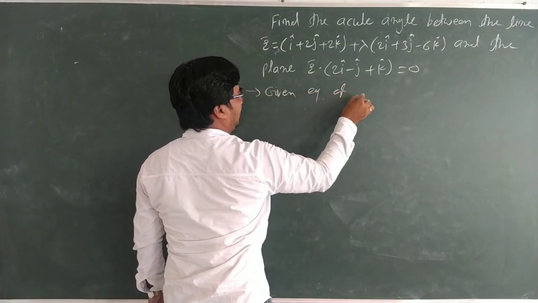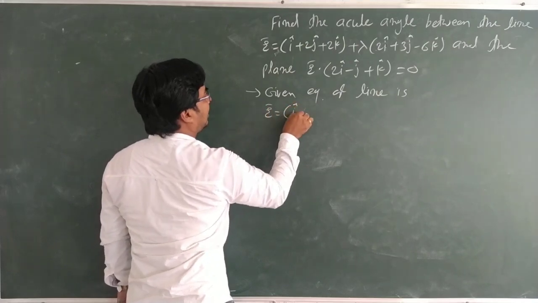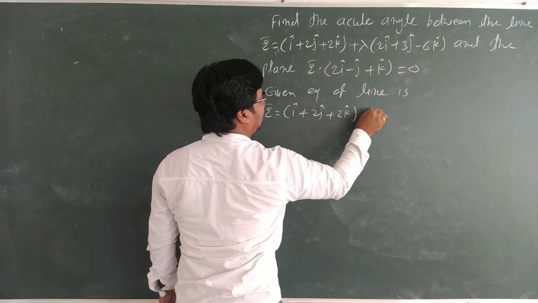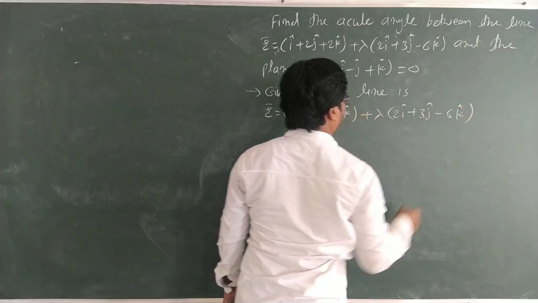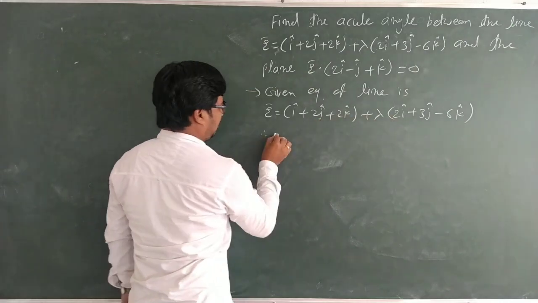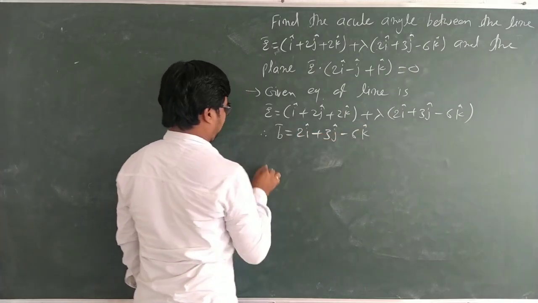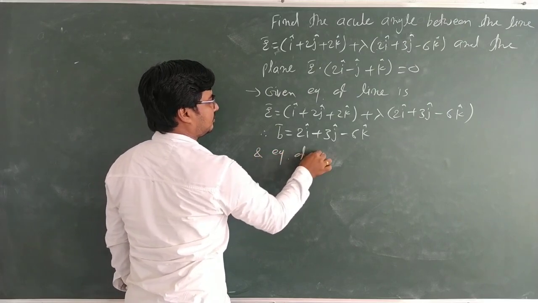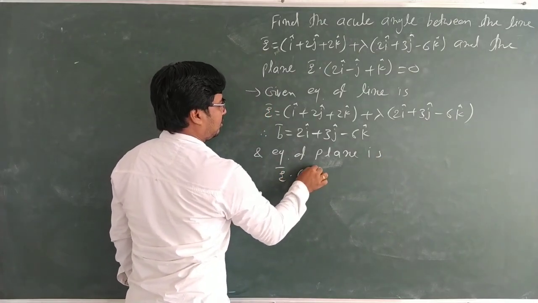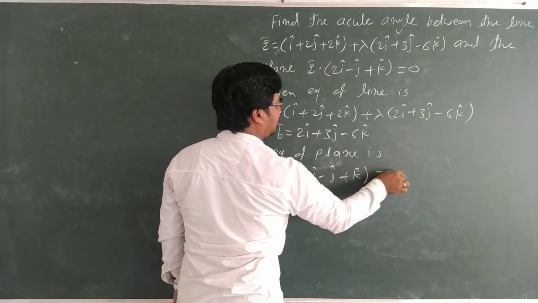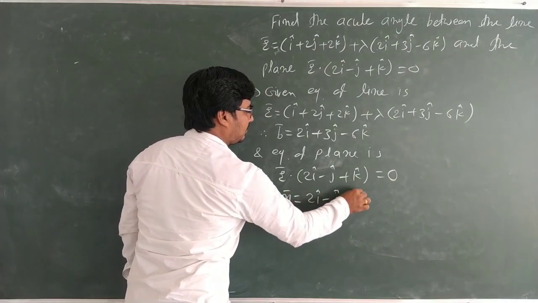Okay, here the given equation of line is r bar is equal to I cap plus 2j cap plus 2k cap plus lambda into (2I cap plus 3j cap minus 6k cap). Therefore here it is A bar and it is B bar. Therefore B bar is equal to 2I cap plus 3j cap minus 6k cap, and the equation of plane is r bar dot (2I cap minus j cap plus k cap) is equal to 0. Therefore n bar is equal to 2I cap minus j cap plus k cap.